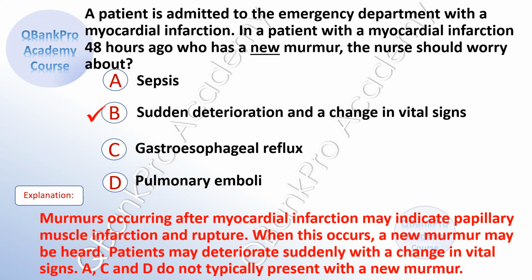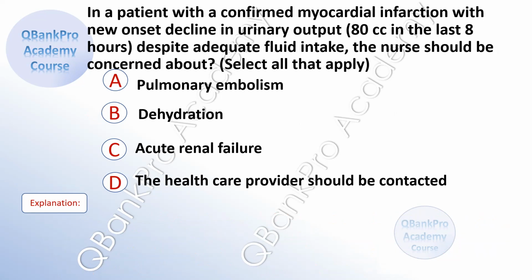Explanation. Murmurs occurring after myocardial infarction may indicate papillary muscle infarction and rupture. When this occurs, a new murmur may be heard. Patients may deteriorate suddenly with the change in vital signs. A, C, and D do not typically present with a new murmur.